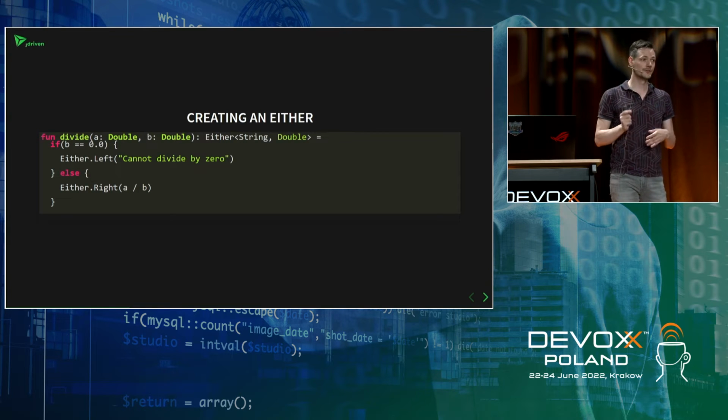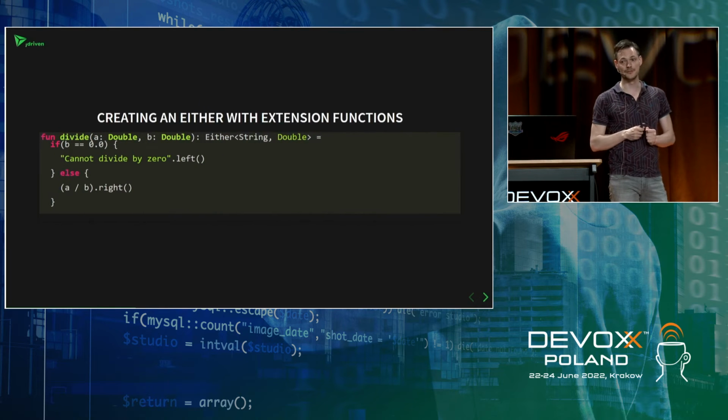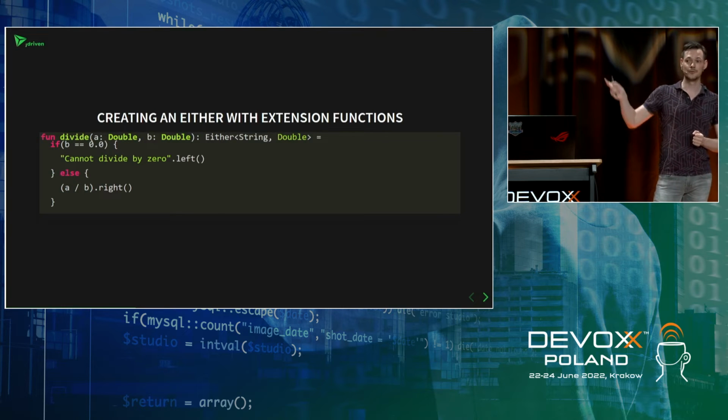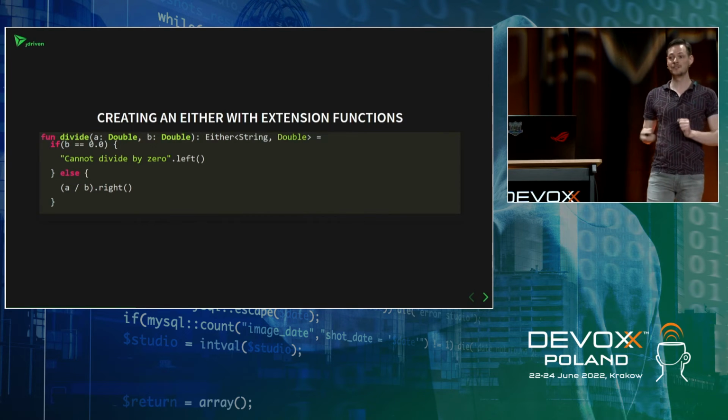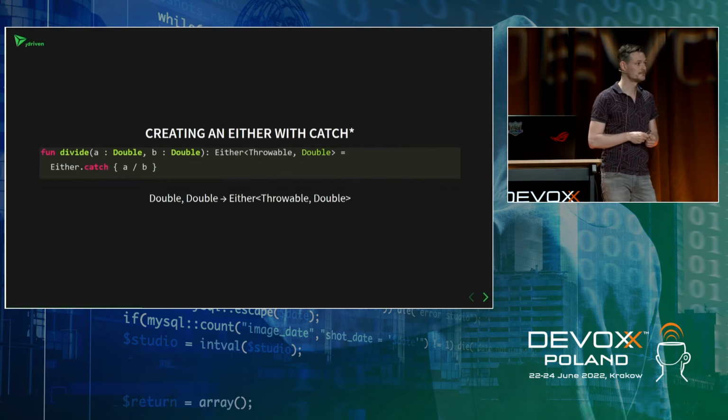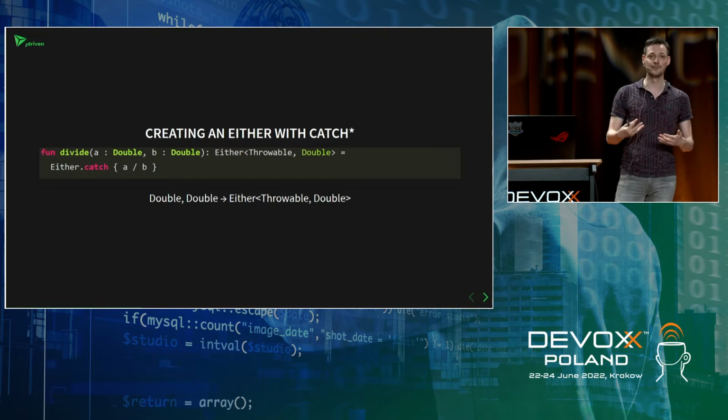Of course, Kotlin, amazing language, lets us be even lazier. So instead of this, we can use extension functions, which just add functionality to other objects, and just call .left or .right on it, which does exactly the same. We can get even lazier than this and replace this whole thing with an Either.catch, which basically does a try-catch around it. If it throws an exception, it returns a Left containing that exception.